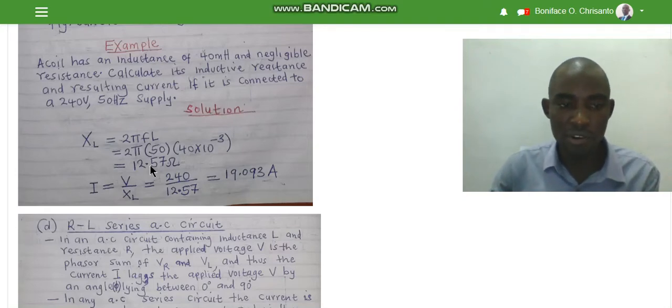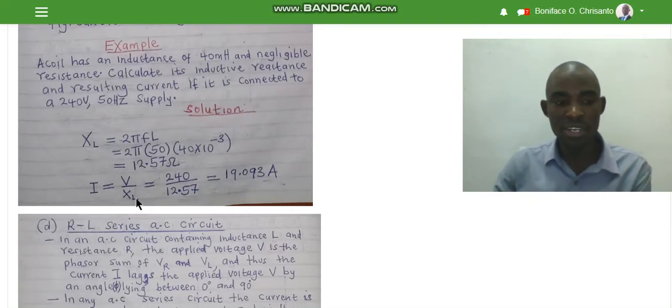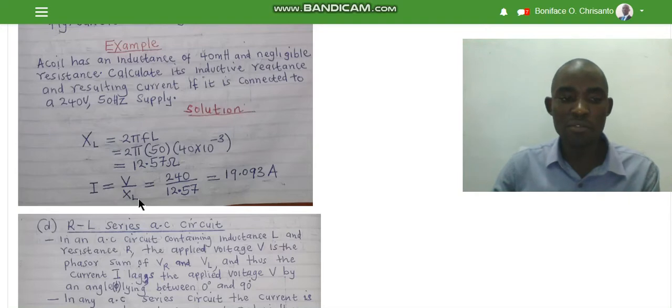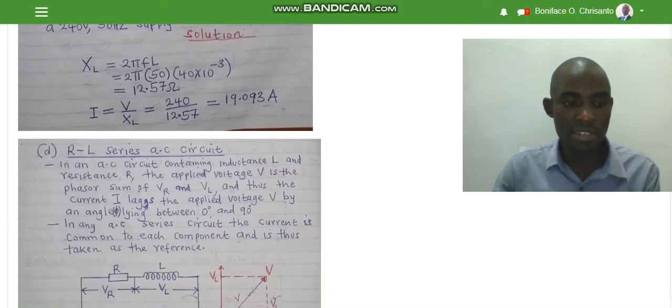Inductive reactance is 12.57. So once you get the reactance, remember current is given by voltage over reactance. The same way we do it when you want to get current, which is given by voltage over resistance. In this case, we talk about reactance. So it's given by voltage over reactance, which is 240 divided by this. It gives you 19.093 amperes as the current that is flowing in this circuit.